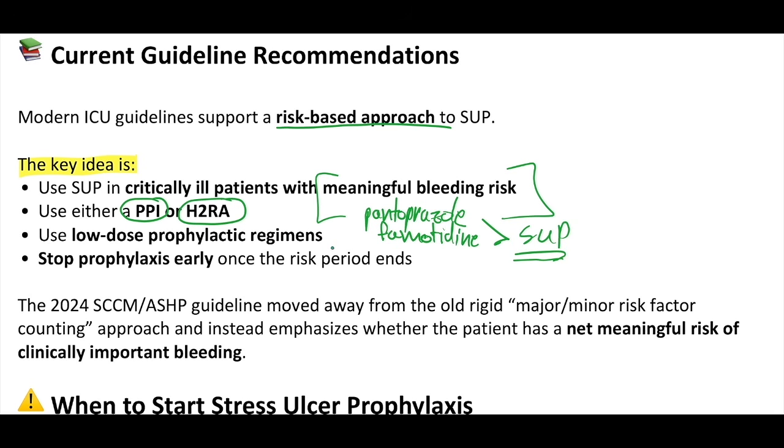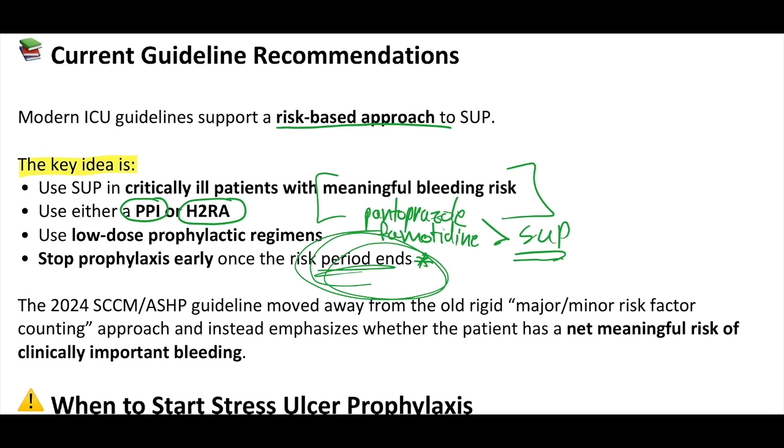We should use low-dose prophylactic regimens, and we should stop prophylaxis early once that risk period ends. And this is super key. Sometimes we put patients on stress ulcer prophylaxis. We never discontinue it, even when they're out of that risk window. And then those patients sometimes even get discharged on that medication. And it is well validated and well studied that these medications over the cycle of a lifetime can have really significant adverse effects for patients. So it's incredibly important that we discontinue these medications when that risk period ends, and that we don't leave them on when we're transferring them to the floor to get continued and sometimes even discharged with.